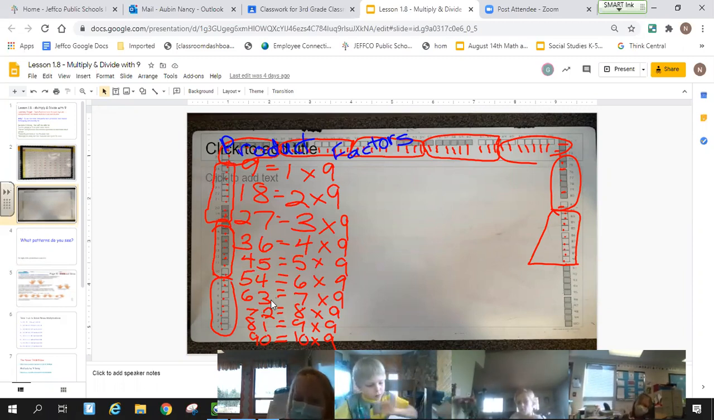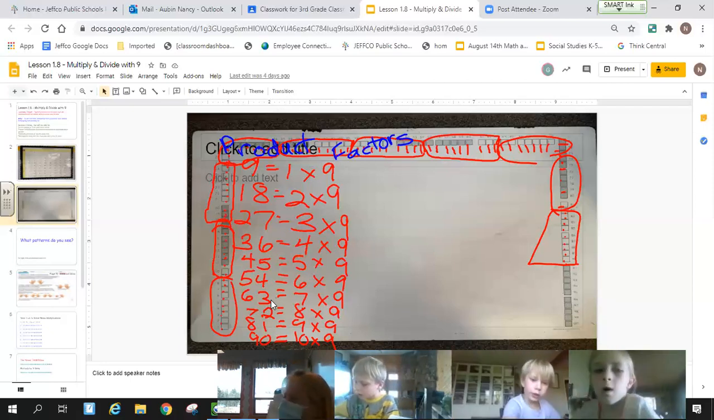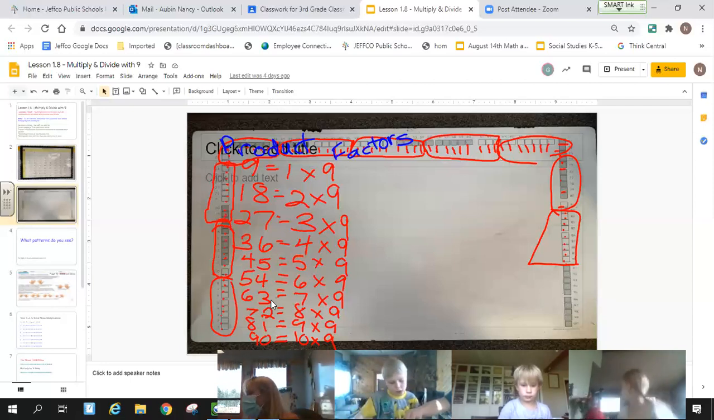Okay, Robert and then Marin. Robert, what do you notice? That from 18 to 90, the ones just keep going down 1. So 8, 7, 6, 5, 4, 3, 2, 1 into 10s. Okay, and the tens go up. Yep. All right. Did someone have something different? You are right, Robert. Something different? Sunny, is it different? Okay, go ahead.